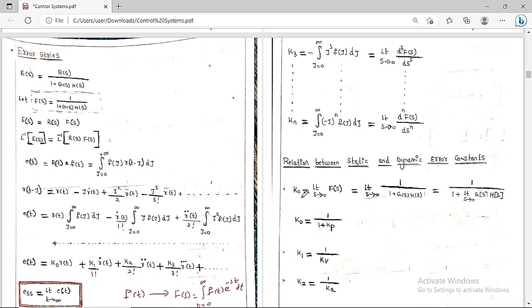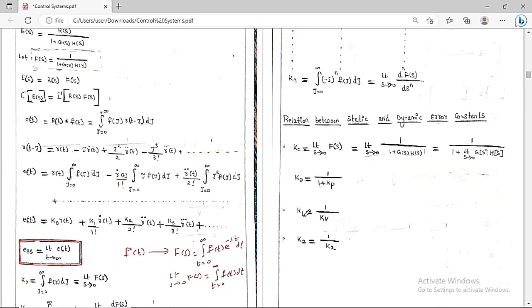So what is k0? K0 is nothing but limit s tends to 0 of f of s. What is f of s? It is 1 by 1 plus g of h of s. So if we take the limit, we get 1 by 1 plus limit s tends to 0 of g of h of s. Limit s tends to 0 of g of h of s is nothing but kp. Therefore, k0 is equal to 1 by 1 plus kp. So this is the relation between the static error constant and the dynamic error constant. K0 is the dynamic error constant and kp is the static error constant.